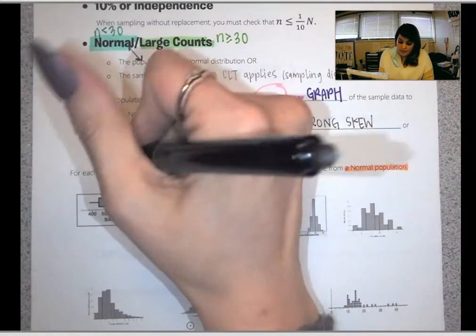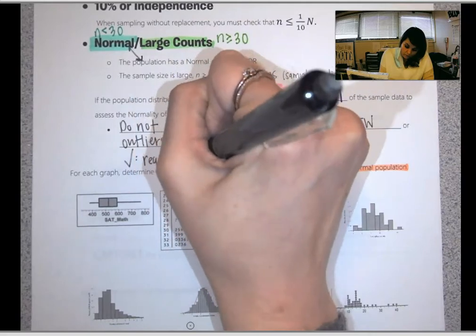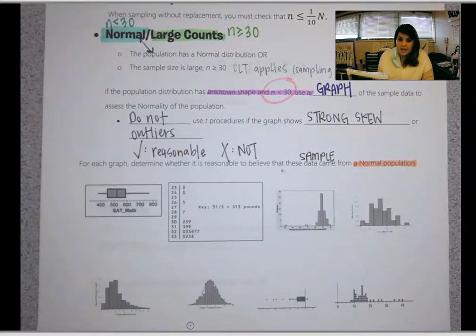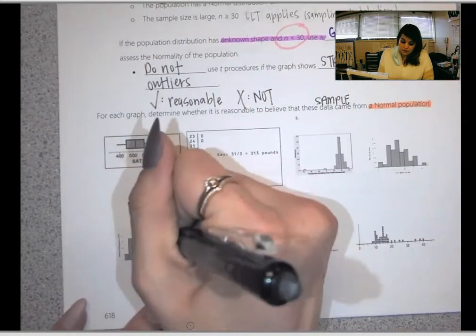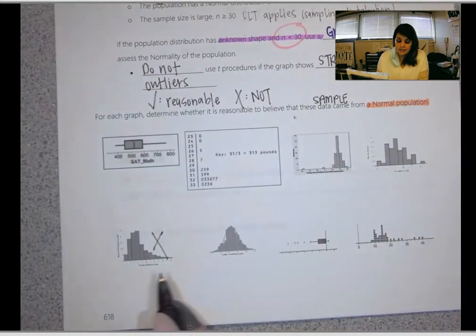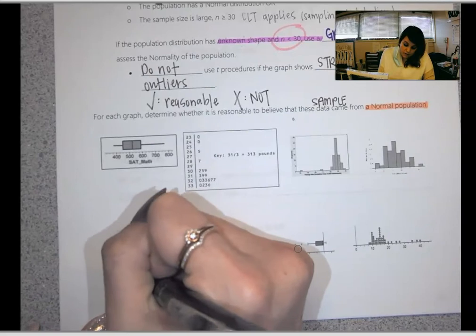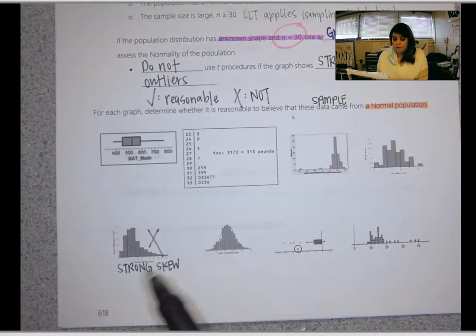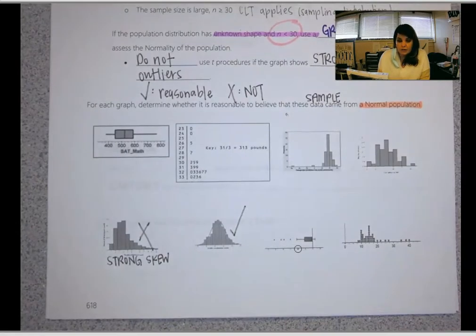So if it's reasonable, I'm going to put a check mark. If it's not reasonable, I'm going to put an X. Down in the bottom left, this one would get an X. This is what you would call strong skew. Some people also refer to it as obvious skew. So strong skew. This guy, he's okay. No skew, no outliers.